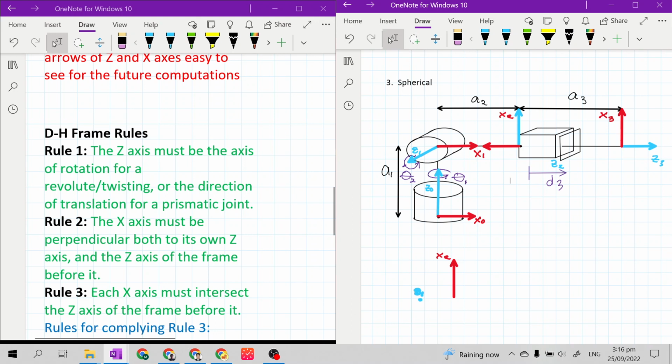So in rule 1, the z-axis must be the axis of rotation for twisting or revolute, or the direction of translation for a prismatic joint. So this is a prismatic joint. So this should be pointing here, not upward. So it does not comply with rule 1. So if it does not comply with the first two rules, you should return it to its original position. Okay?